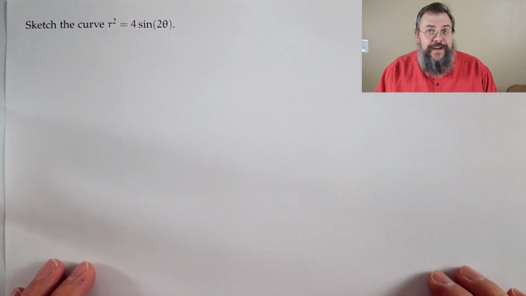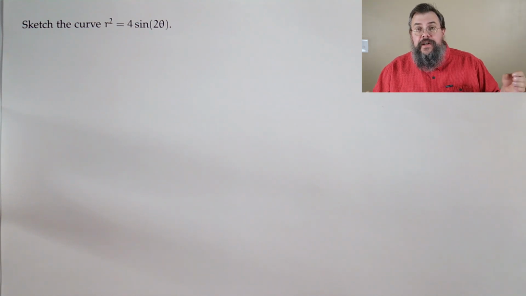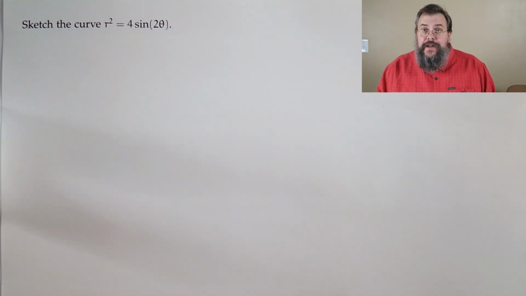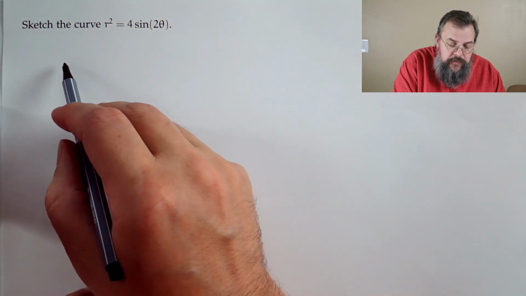Well, all right, one problem down. Of course, we have more problems. Who'd have guessed? I think we all would have guessed by this point. So let's try another one. Sketch the curve r squared equals 4 sine 2 theta. Well, we actually are pretty close to doing that. We did that just a moment ago.